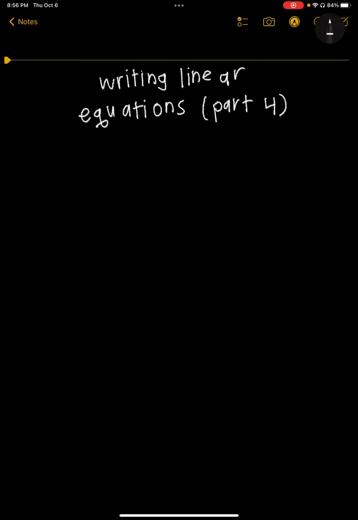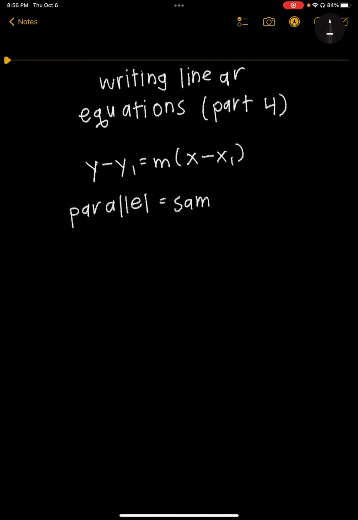So we're going to be using the same general equation that we've been using, which is the point slope form, y minus y1 equals m times x minus x1. The other thing that I want you to know before we get started with the examples is that if I say that it's parallel to some line, that means that it has the same slope.